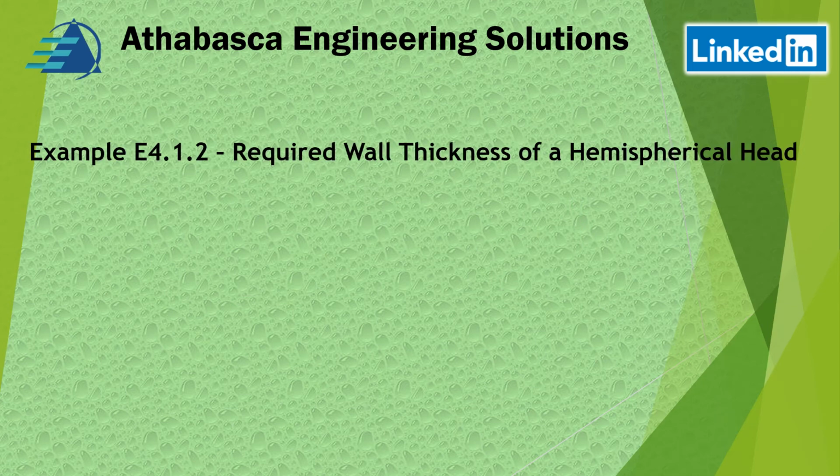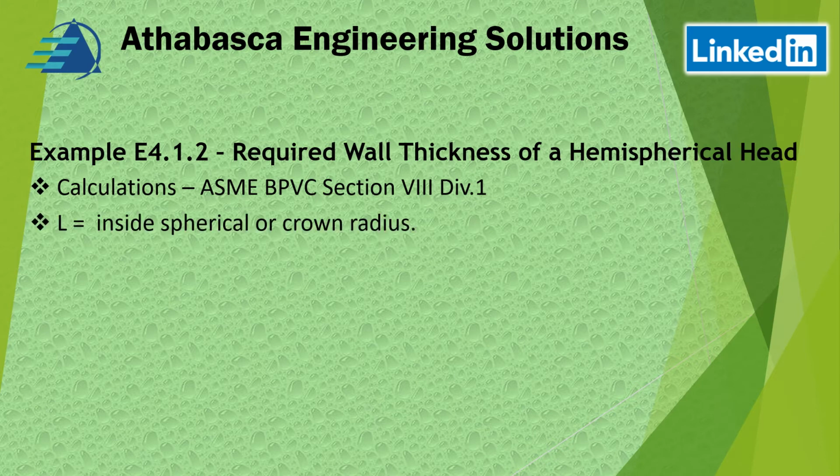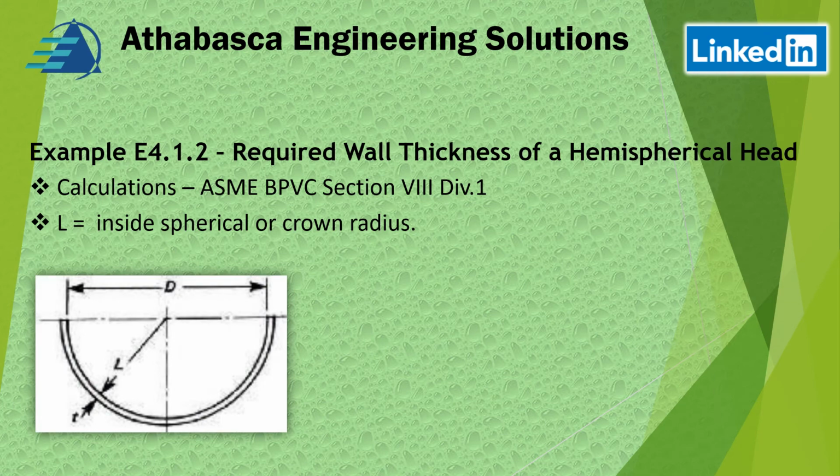In that equation, there was a variable called L. For the case of a hemispherical head, that is the inside spherical or what they call the crown radius. With a hemispherical head, it's simpler, because it's the same throughout. That's how it's calculated. Typically we would use the corroded L, so you would take the L of the new condition and add the corrosion allowance to get the final condition.